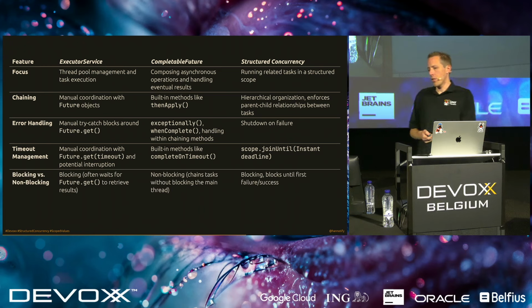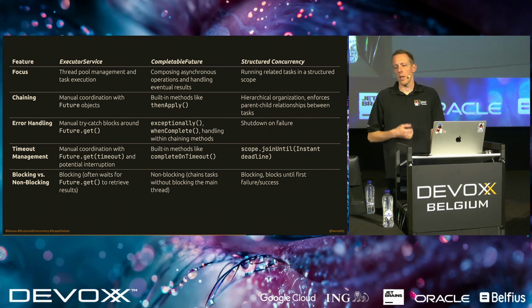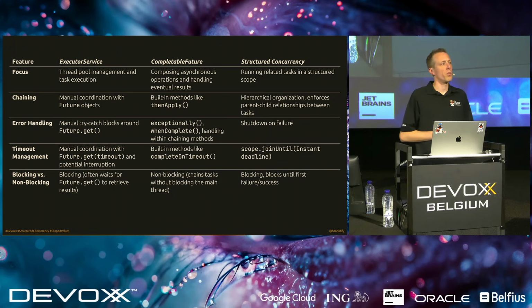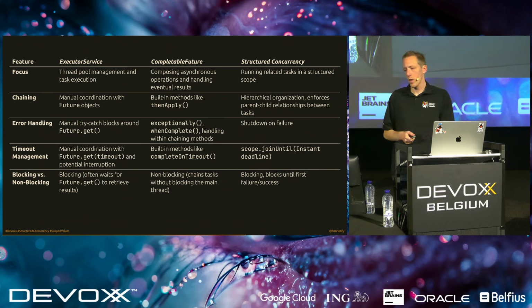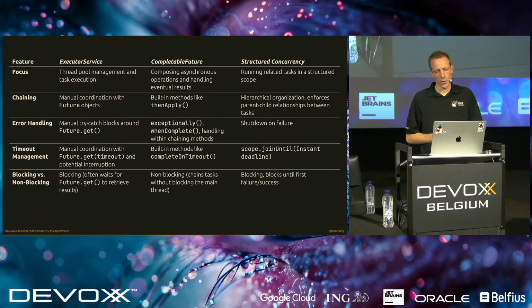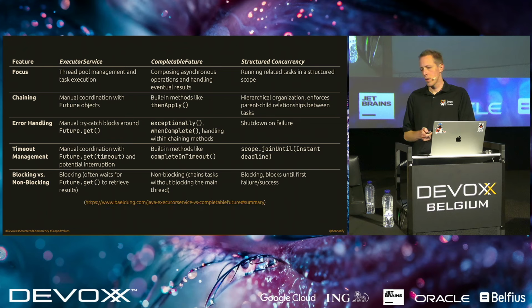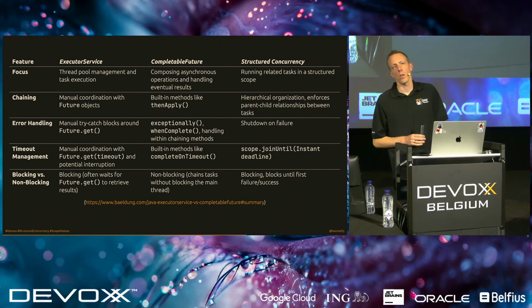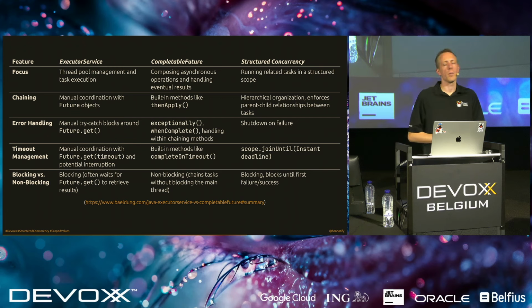And then blocking versus non-blocking, I already mentioned it before. Executor service is blocking, completable future is non-blocking. And structured concurrency is blocking again. It blocks until the first failure or the first success. I have used the table from building.com here as a basis, but I extended it a bit with structured concurrency. So if you're interested and want to read more, take a picture now. Or find the slides afterwards, that's also fine.